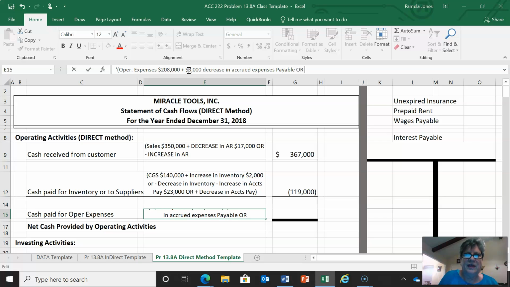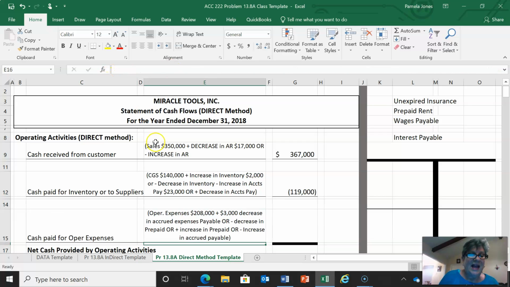So on this, we would subtract a decrease in a prepaid rent, prepaid insurance, or we would add an increase in a prepaid, or we would subtract an increase in an accrued payable. So that's a whole lot of ors on that operating expense because it is representative of a bunch of different expenses.